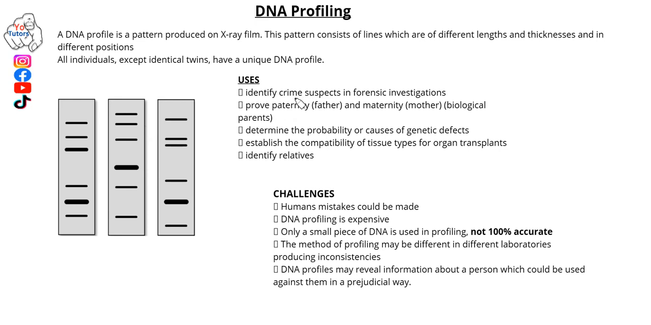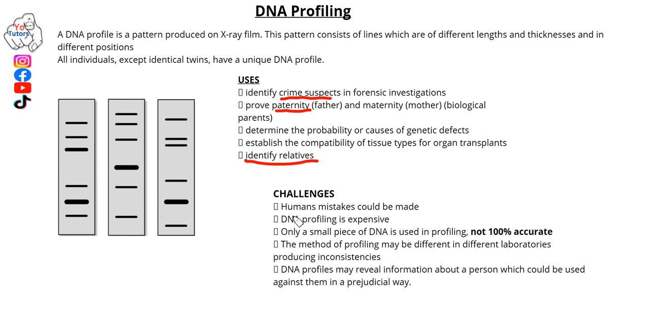We use it to identify crime suspects in forensic investigations, and also to prove paternity, who the father is of the child. So that is the paternity test. It is also used to determine the probability or cause of genetic defects in the family, and to establish the compatibility of tissue types for organ transplant. If you ever want to do transplants, you need to test if there is compatibility there. Then we also use the DNA profile to identify relatives.